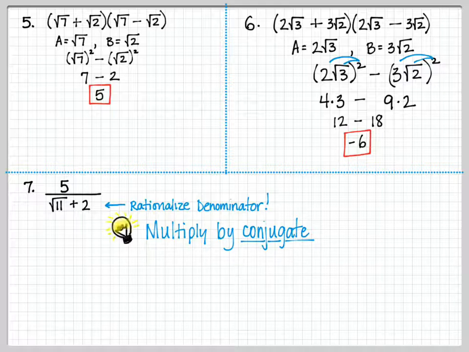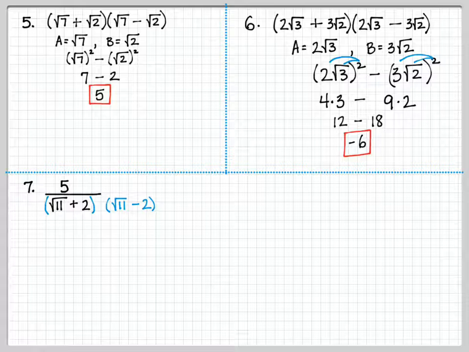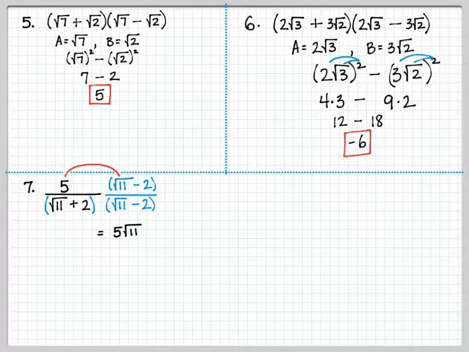Oh, if I multiply by the conjugate, I will get a rational number. So I'm going to multiply the square root of 11 plus 2 times the square root of 11 minus 2. But if I multiply the denominator by that, I have to multiply the numerator as well. So, first of all, I'm going to distribute the numerator. 5 times the square root of 11 gives me 5 square root of 11. 5 times negative 2 gives me negative 10.